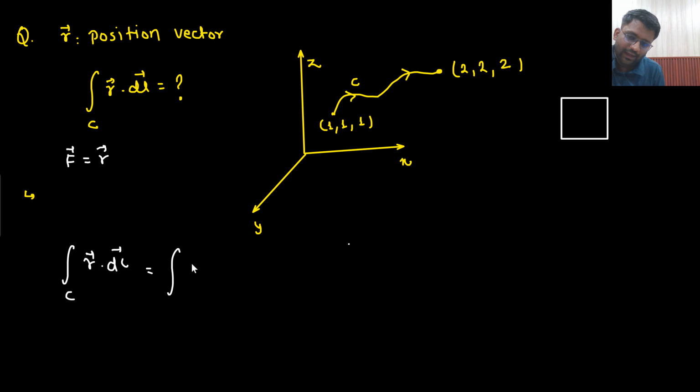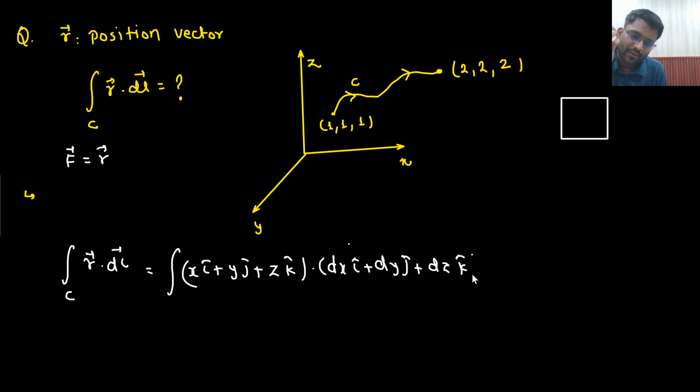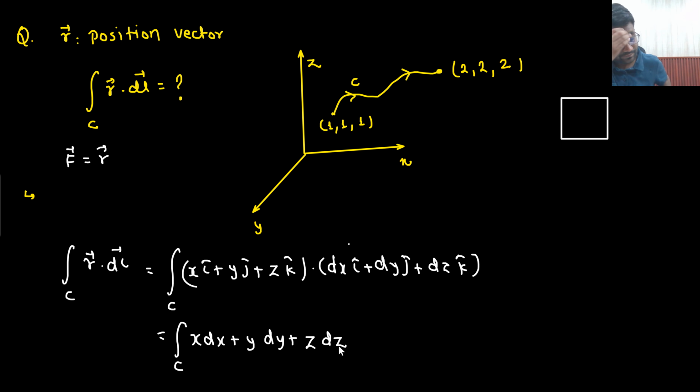Sir, I already know what my r is: x i cap plus y j cap plus z k cap. And what will my dl be? dl will be dx i cap plus dy j cap plus dz k cap over the curve C. So what will you get? x dx, y dy, z dz. Now sir, I don't even know the equation of this curve. What is the equation of this curve?